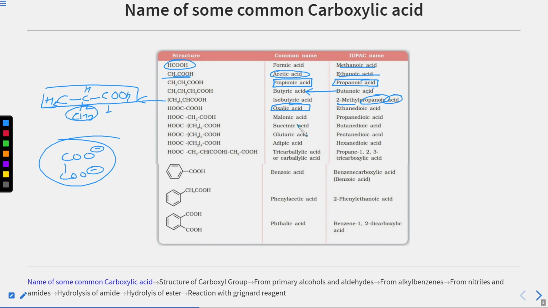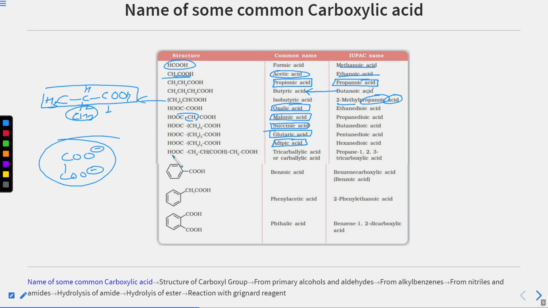Next we have the malonic acid. So the difference is that we have introduced one more CH2 group, or the methylene group, in between these two carboxylic acid functional groups. Clear? That would be termed as malonic acid. If we introduce one more carbon, it will be succinic. 3 more carbons, glutaric. 4 more carbons, adipic acid. Clear?